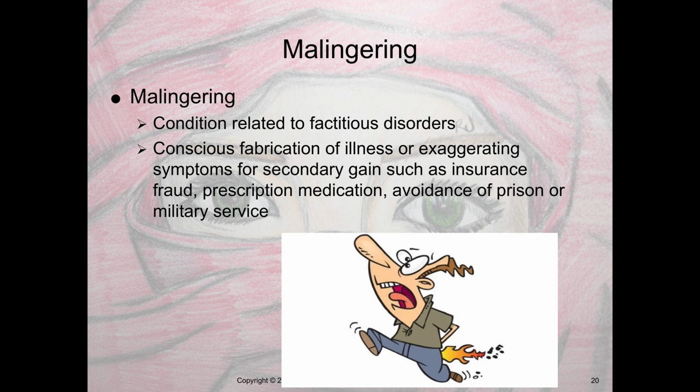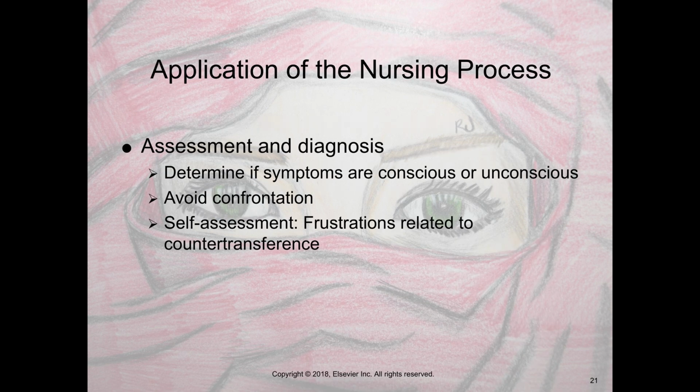So malingering and factitious disorder, these are conscious and they have secondary gains. Factitious disorder is to gain attention, whereas malingering is to gain something else, such as prescription meds, avoidance of service, or maybe disability or insurance. So these are tough, very tough cases. Still, even with malingering, you've got to rule out any medical issues or treat problems before you can say, we believe you're not being truthful.